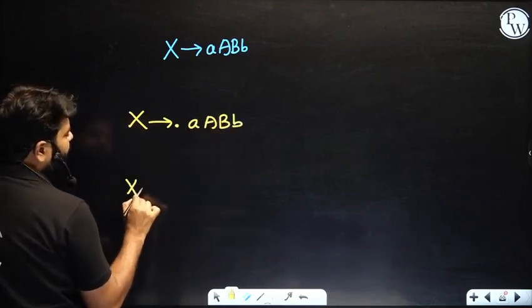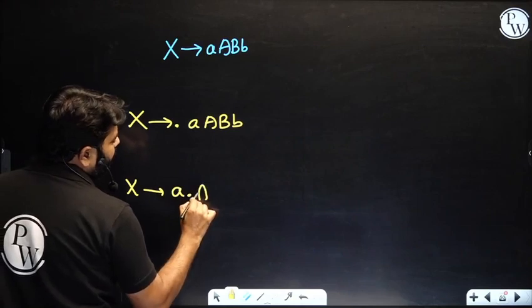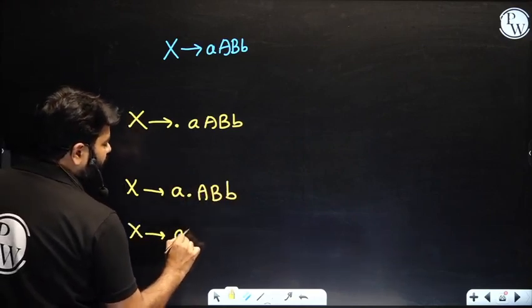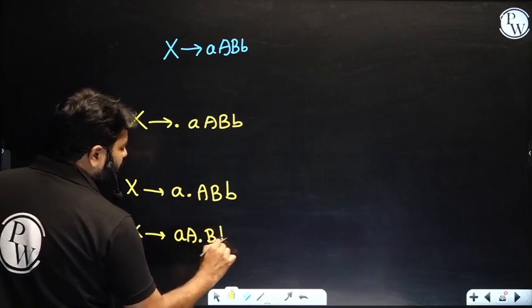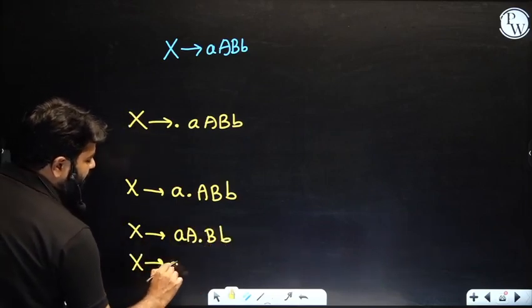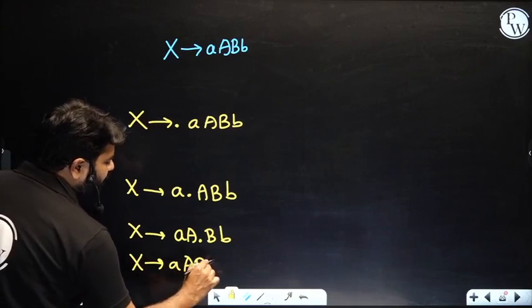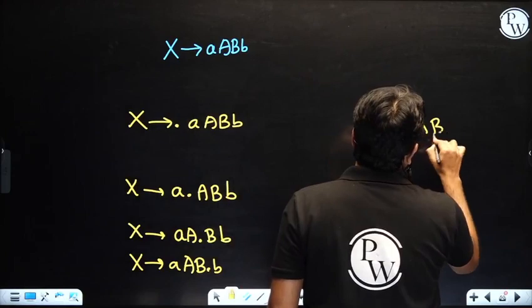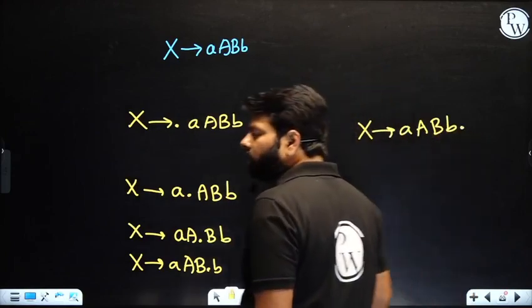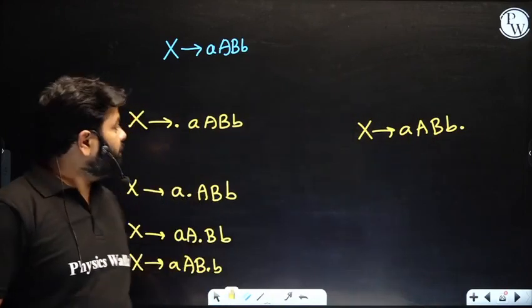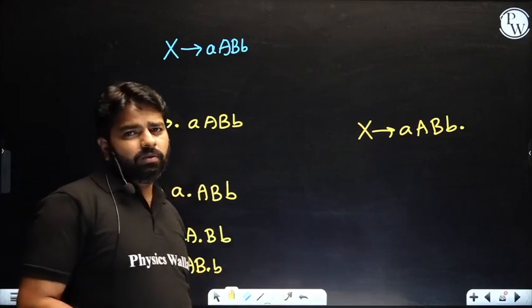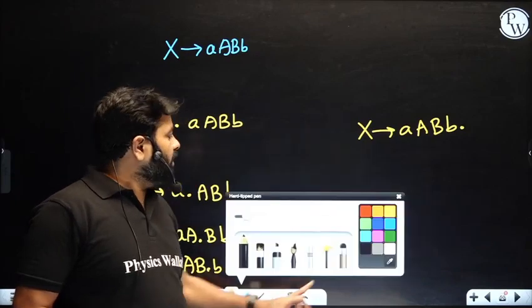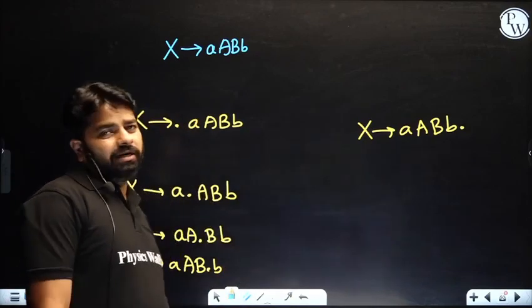After some point of time, I may have A dot A, B, B. After some point of time, I may have AA dot BB. After some point of time, I may have AAB dot B. After some point of time, I may have AABB dot. See, all are called LR0 items, but they are in different instances while deriving the string using reverse of RMD, and you are tracking that here.